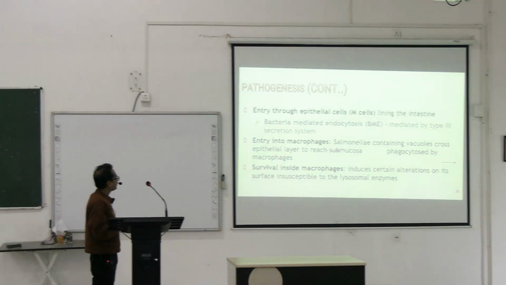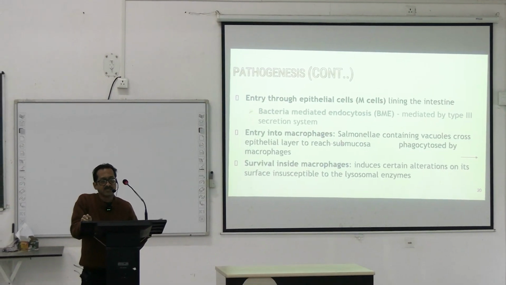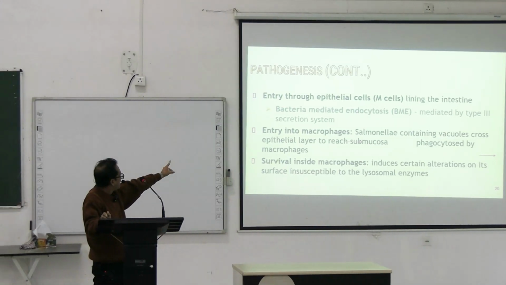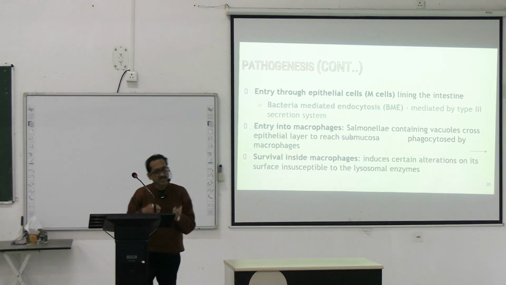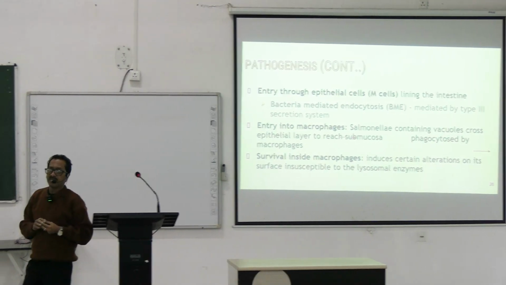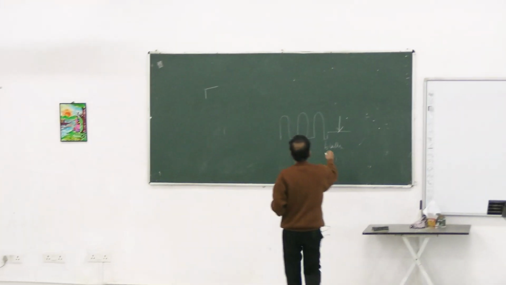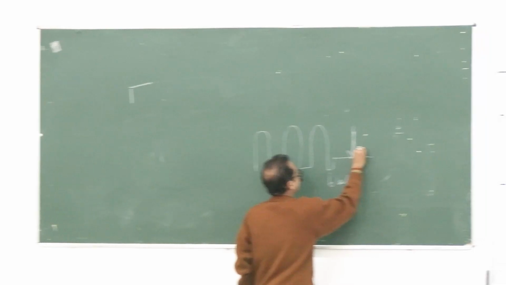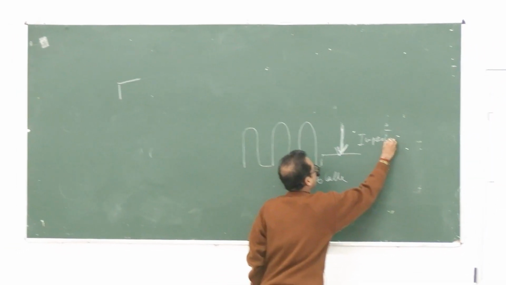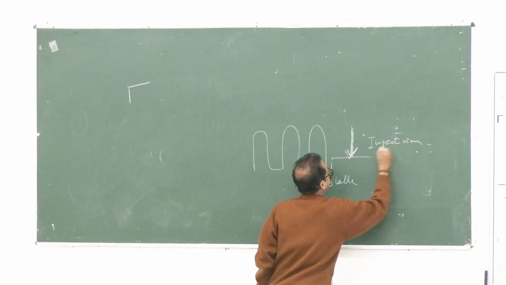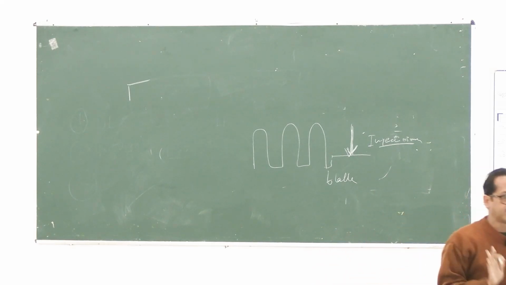Then how do they enter the epithelium from M cells? They enter by bacteria-mediated endocytosis. There is a term, type 3 secretion system. It is beyond your undergraduate scope. It is a pathogenesis type that is also called type 3, like an injection, called the injectisome. You need not remember it, but remember that it enters by the type 3 secretion system, through the M cell. That is the first part.